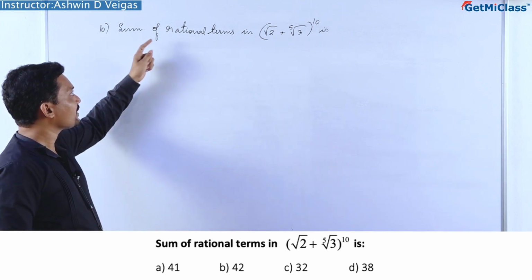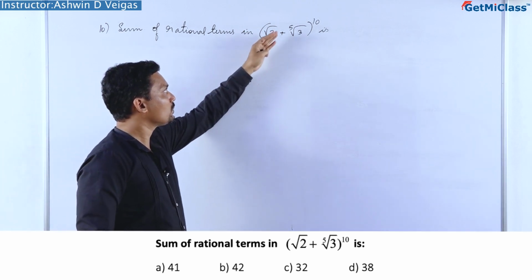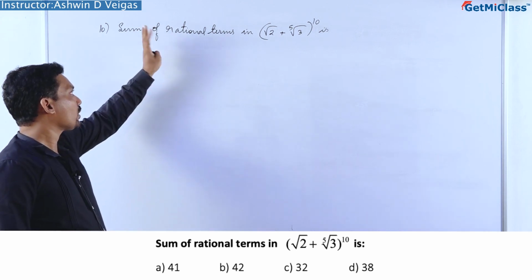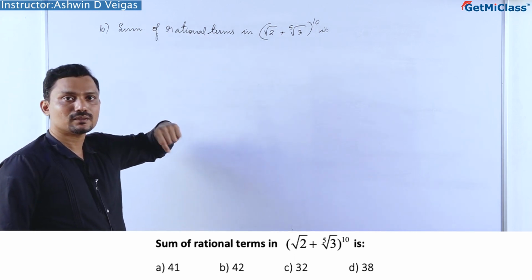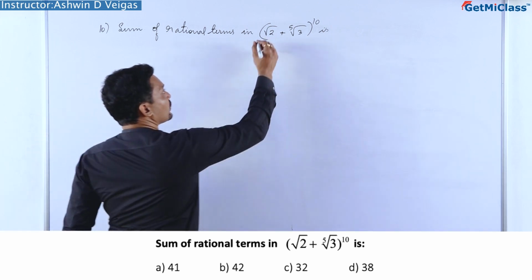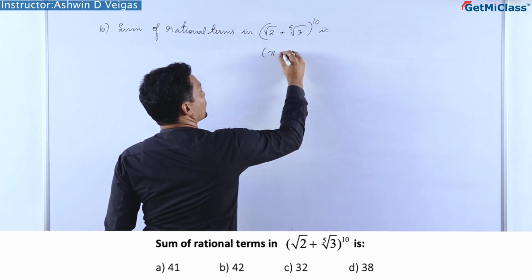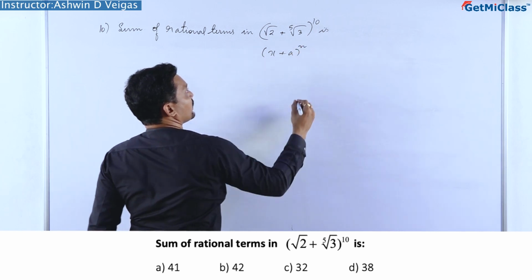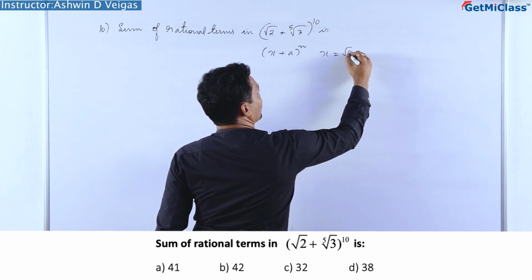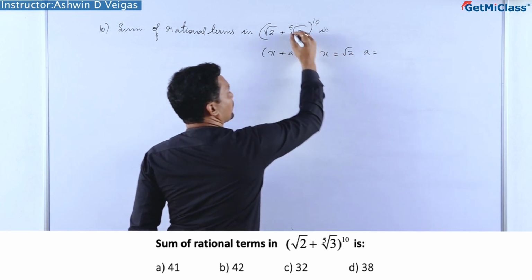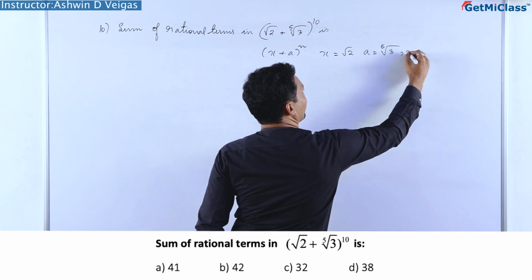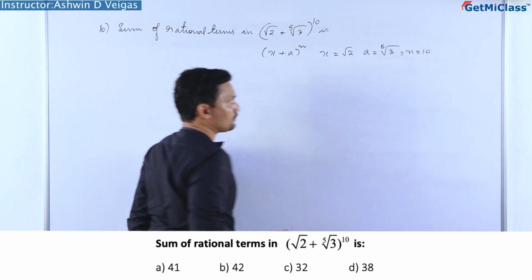10th question: the sum of rational terms in (root 2 plus 5th root of 3) power 10 is. Whenever they talk about rational or irrational terms, the first thing we do is try to write the general expansion. If you compare this with (x plus a) power n, here the value of x is root 2, the value of a is 5th root of 3, and the value of n is 10.